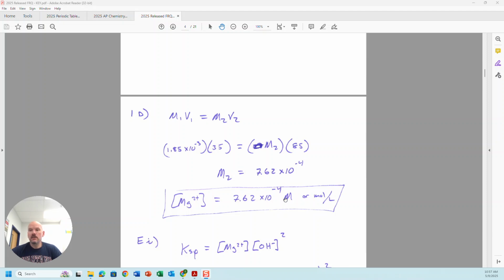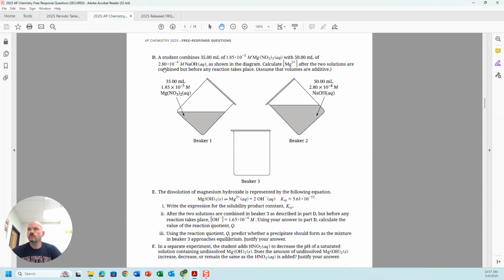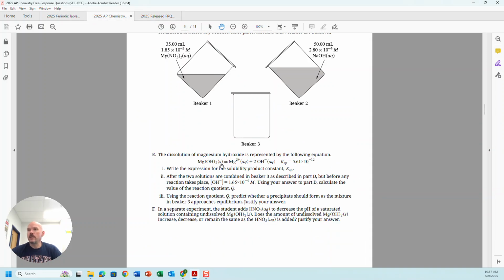Don't forget your units. It's molarity, capital M, or you could do moles per liter, or maybe moles times liters to the negative 1, okay? In the next question, they show us the dissolving of magnesium hydroxide. So understand, the forward reaction would be magnesium hydroxide dissolving, but the reverse reaction would represent magnesium hydroxide precipitating.